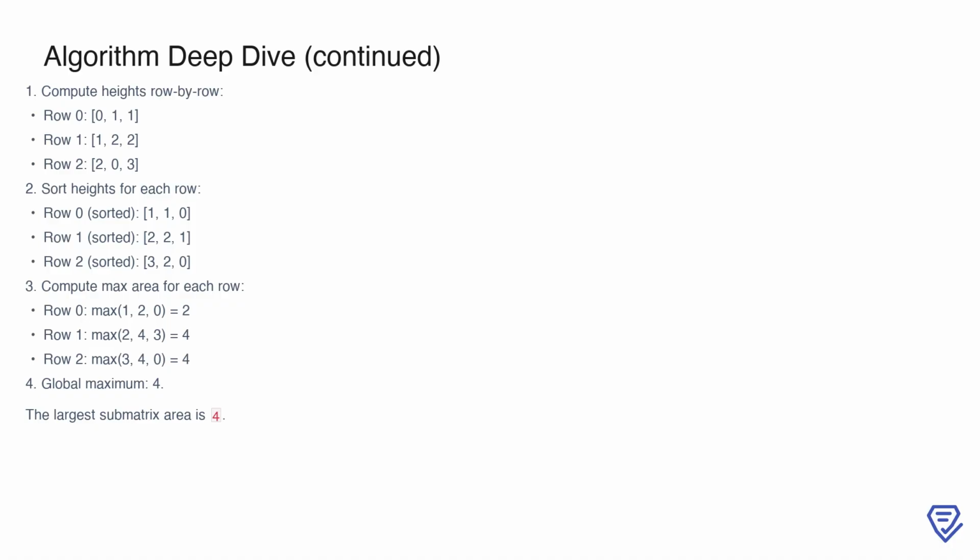Next, we sort the heights for each row in descending order. After sorting, the first row becomes 1, 1, 0, the second row becomes 2, 2, 1, and the third row becomes 3, 2, 0. Then, we calculate the maximum area for each row. For the first row, the maximum area is 2. For the second row, the maximum area is 4, and for the third row, it is also 4. Finally, the global maximum area across all rows is determined to be 4. This means the largest submatrix area, after rearranging columns optimally, is 4.